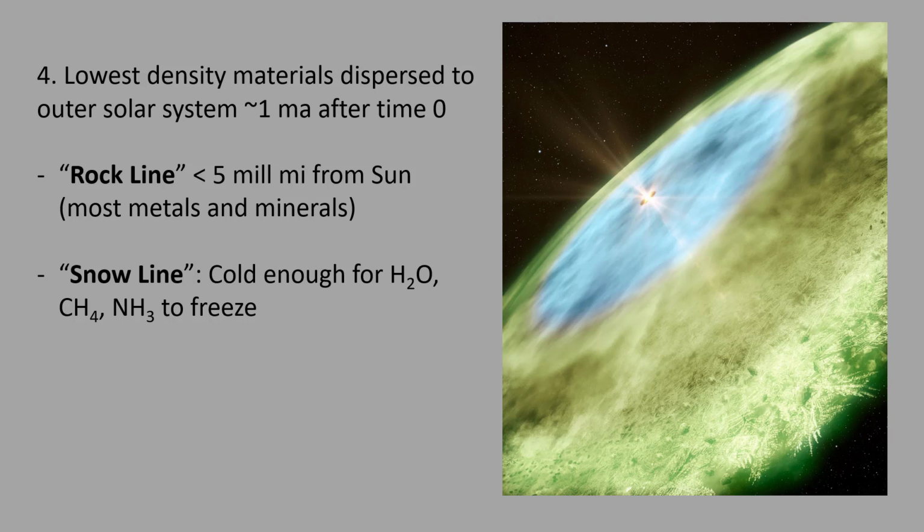And that's called the snow line. The snow line are regions in the solar system that are cold enough for not only water to freeze, which is H2O, but also methane, which is CH4, and ammonia, which is NH3, to freeze.